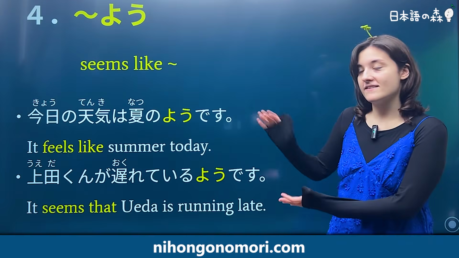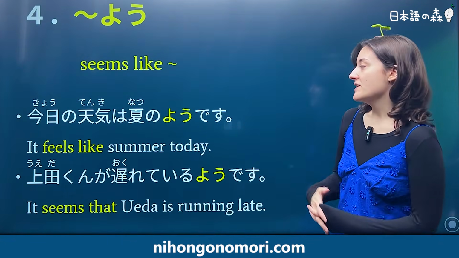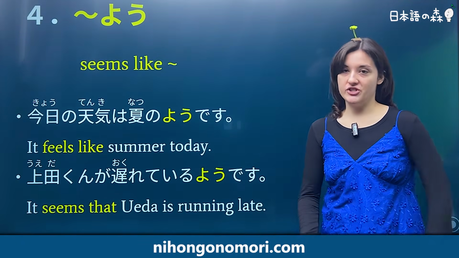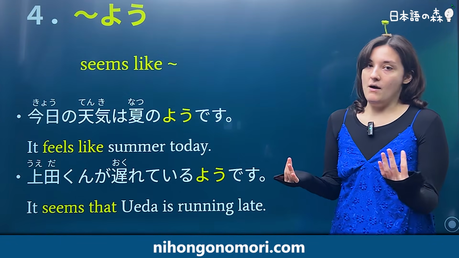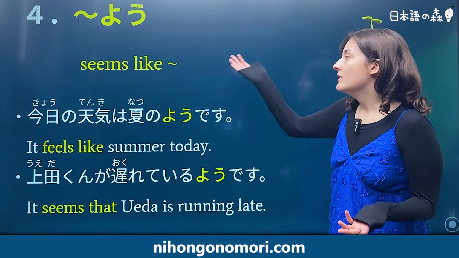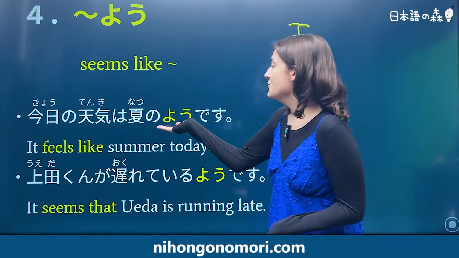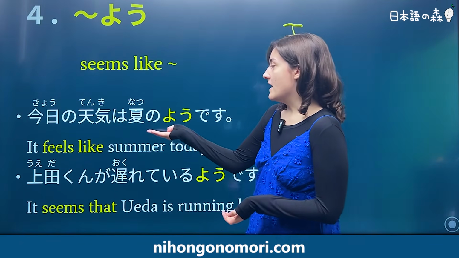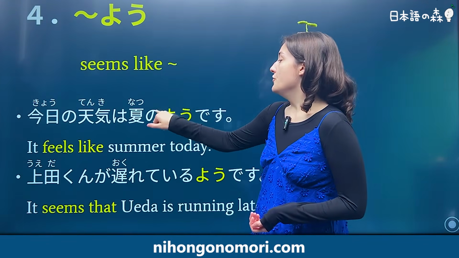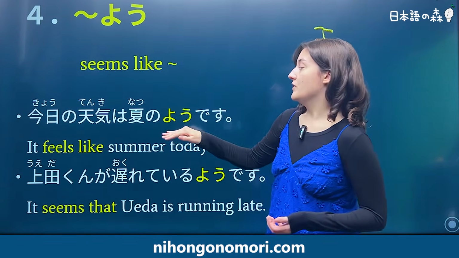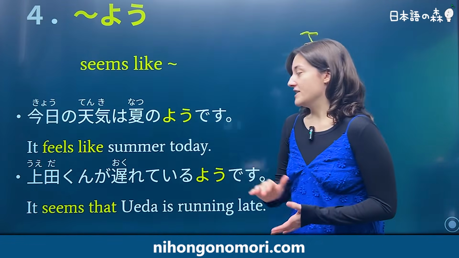Yo desu. It seems like, or something seems to be the case. So this is again based on observation, based on what I can see here, based on what one might reasonably assume. This is what appears to be the case. And so here we have kyou no tenki wa natsu no you desu. Here you can see our meishi natsu, our noun, is natsu no you desu. So when we have a noun with you, it's going to be noun no you desu. It feels like summer today, right?